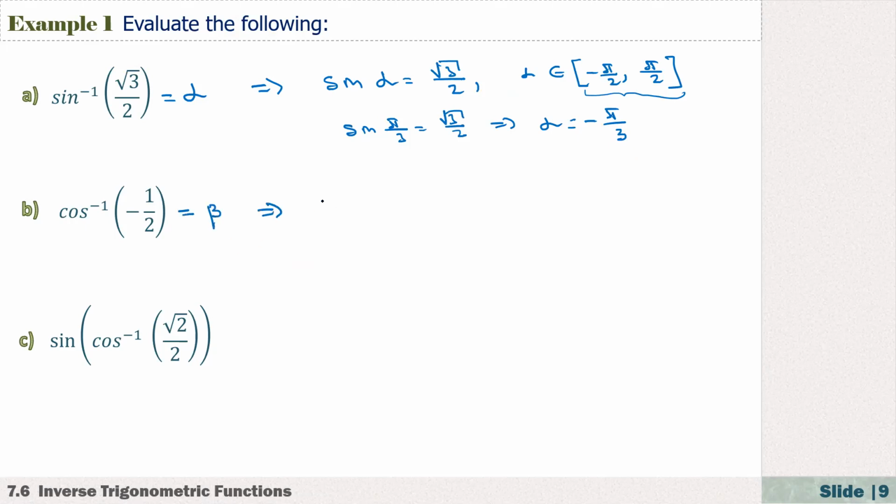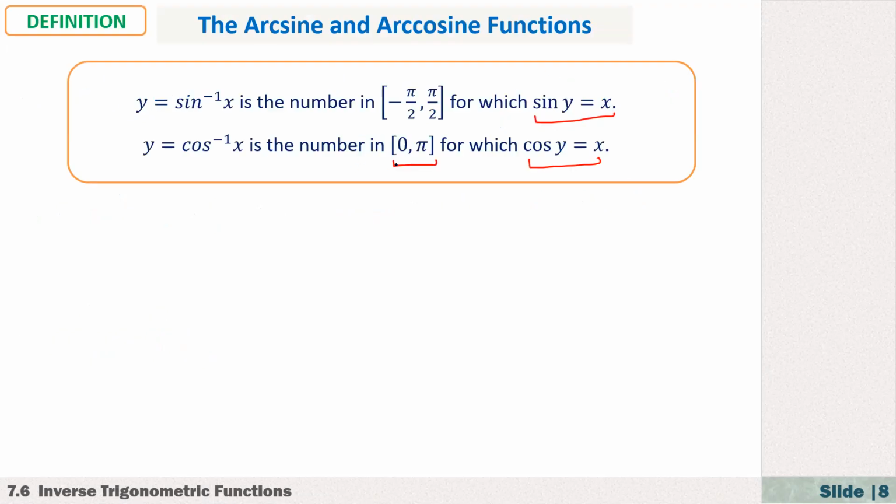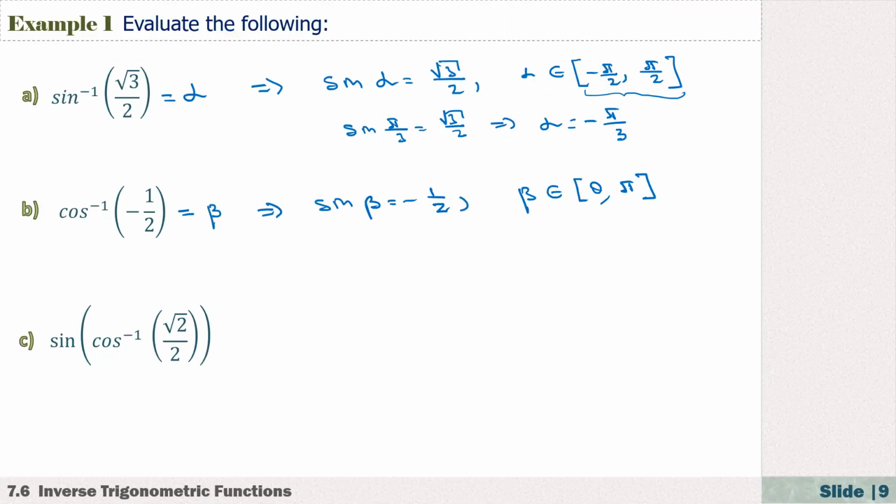Now from here, actually we know that by definition, the sine of beta should be equal to negative 1 over 2. Now immediately from here, what is beta? Beta is an angle in the interval from 0 to pi, right? From 0 to pi. You see, the second one, just directly using the definition of cosine inverse. Now from here, actually it's not sine. Why did I write sine? It's cosine. So here we have cosine of beta is equal to negative 1 over 2. So beta is from 0 to pi.